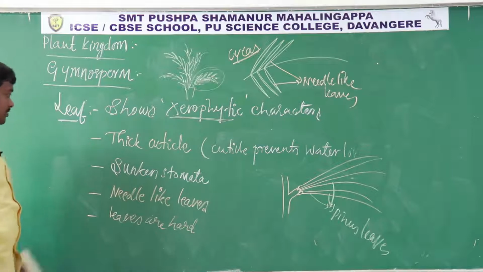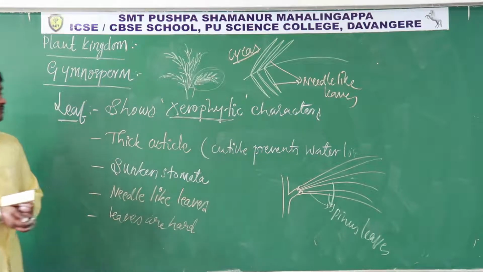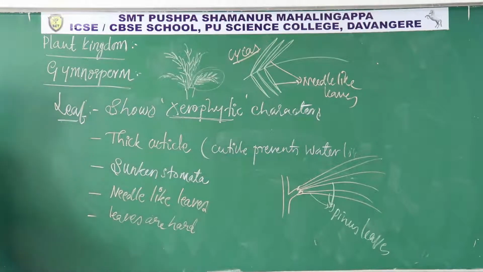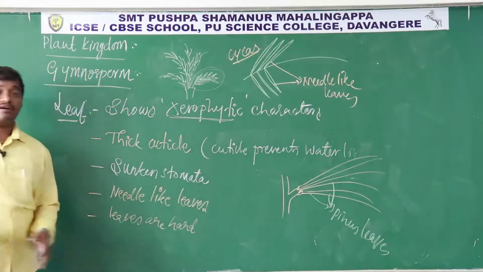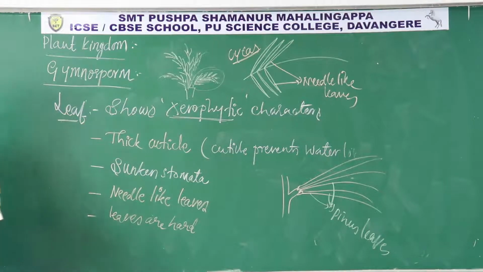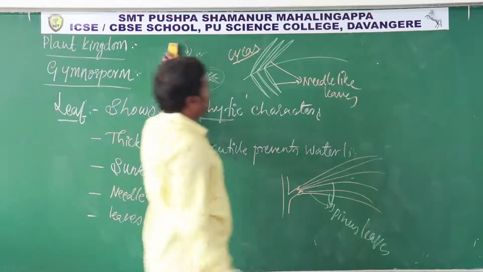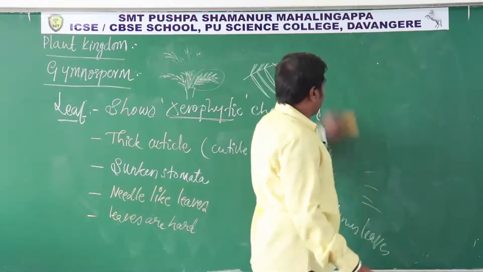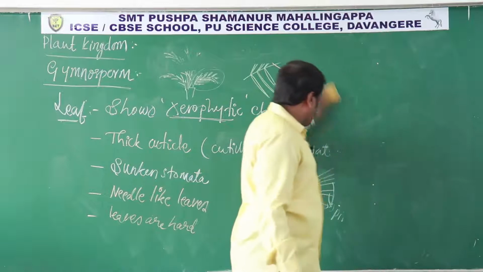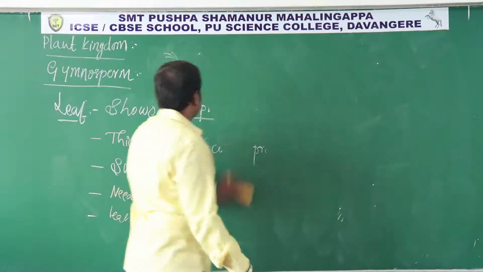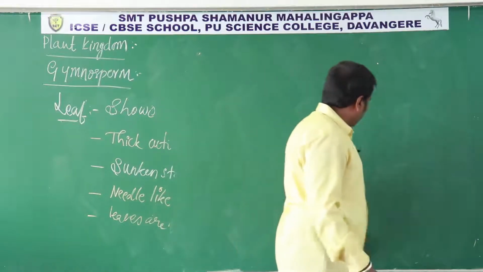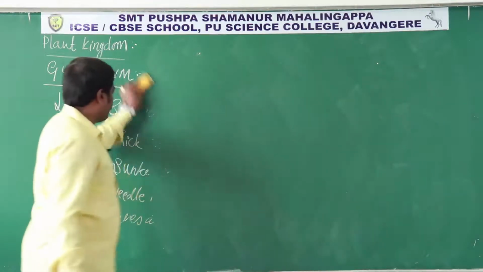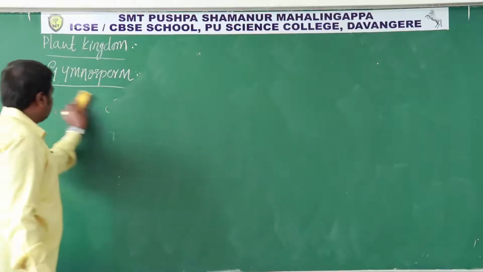That's about the leaf's character, which resembles a xerophytic nature: presence of a thick cuticle, sunken stomata, needle-like leaves, and the leaves are very hard. So this is the character of a leaf that shows xerophytic nature. Why the plant shows xerophytic nature means they are adapted to xerophytic or xeric conditions, that is, they can grow even in places where water is scarce. So this is the importance.